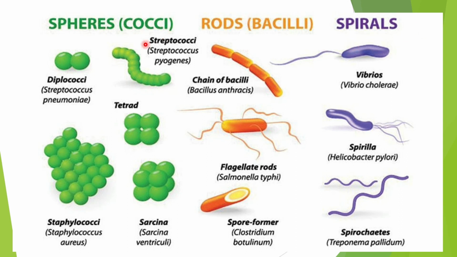Coccus or cocci, which is the plural form, and bacilli is the plural form, and the singular form is bacillus, and this is spirilla. Cocci are round, oval or spherical shaped bacteria, and bacilli are rod shaped bacteria, and spirilla are helical or spiral shaped bacteria.